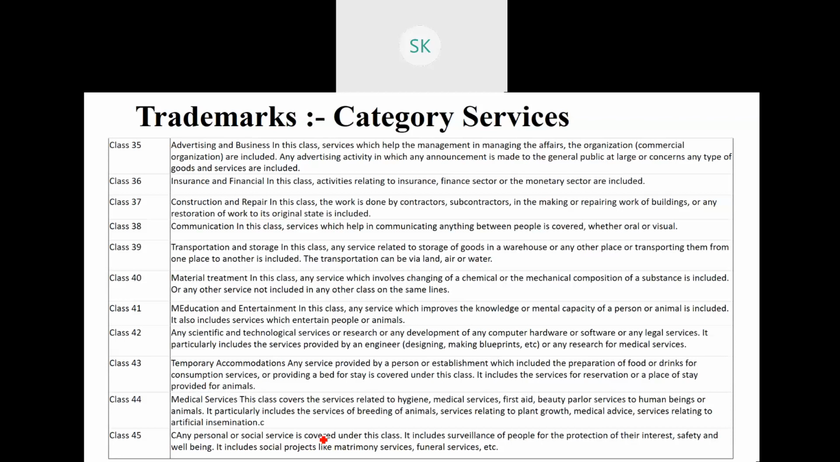Then going towards class 38, communication. Communication may be in the case of mobile phones, telephone lines, or anything else. Radio frequency is also a type of communication. So all this comes under class 38. Communication providers like Jio, Airtel, everyone has their trademarks, which come under class 38.